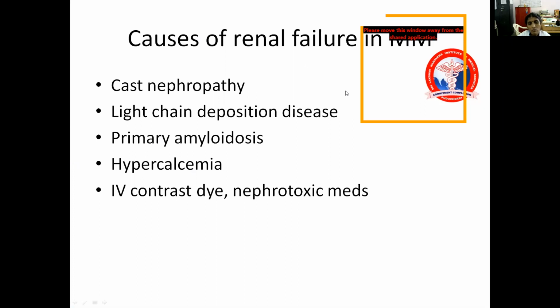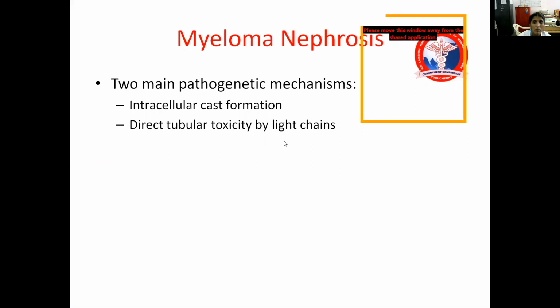After bone marrow and the bone, what is the next most commonly involved organ in myeloma? It is the kidney. The causes of renal failure in multiple myeloma could be cast nephropathy, light chain deposition disease, or primary amyloidosis, or because of the disease process itself, hypercalcemia, which can affect the kidney, and in turn some nephrotoxic medicines can also cause renal failure in multiple myeloma.